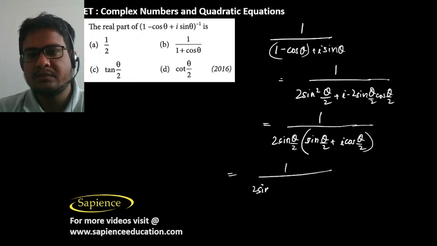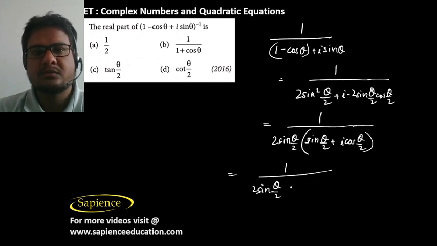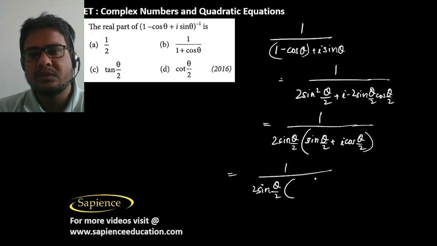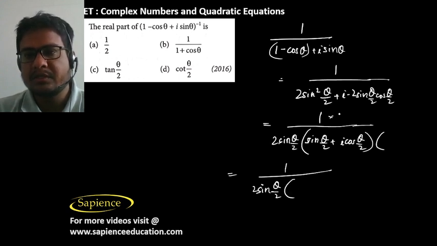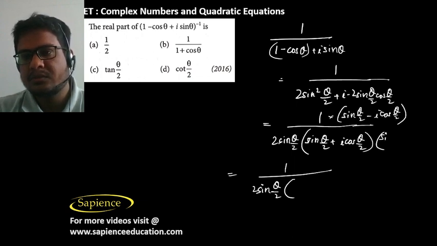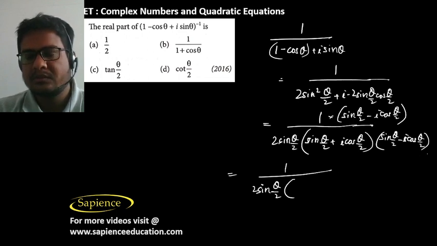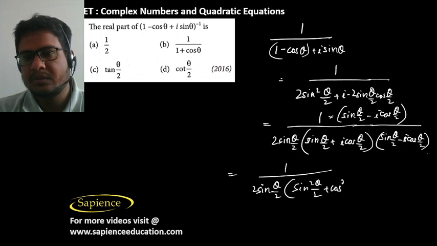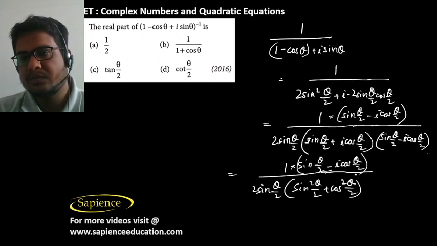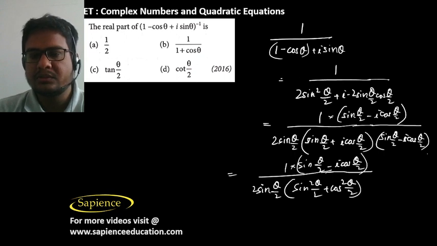by 2 sin theta by 2 into this. Here we can multiply and divide by sin theta by 2 minus i cos theta by 2. So then this will be equal to sin square theta by 2 plus cos square theta by 2, and here I will have sin theta by 2 minus i cos theta by 2. So this sin square theta plus cos square theta by 2, that is 1.